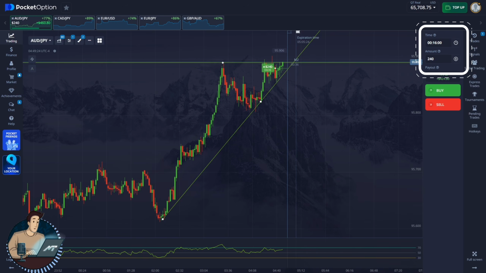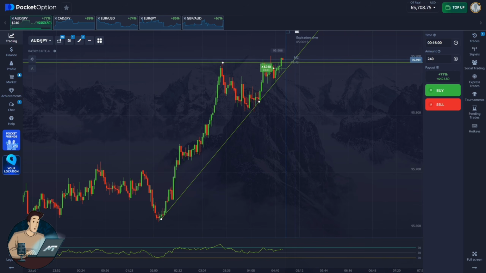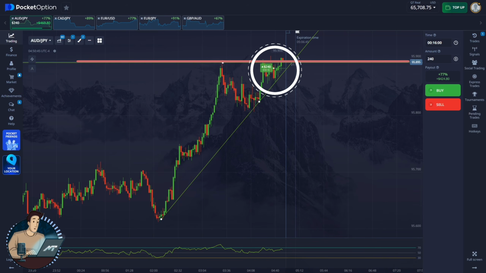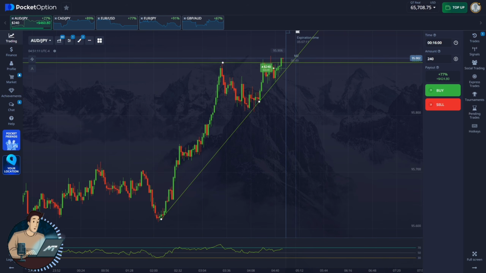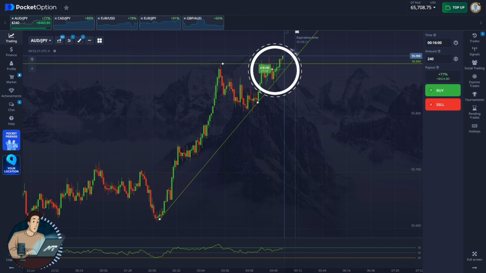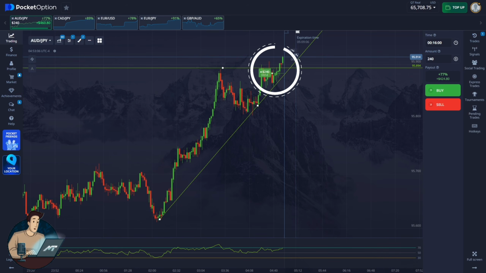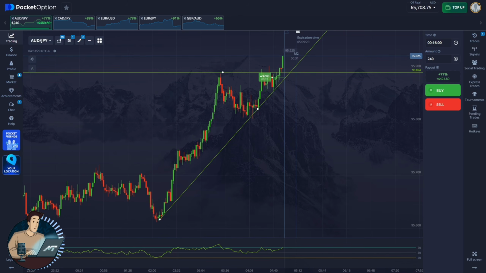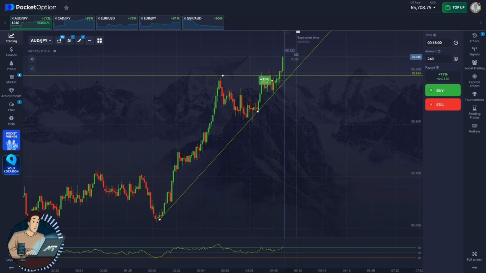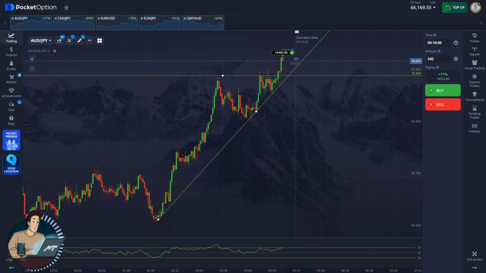But check this out. I'm dropping the time down to 16 minutes on this one because we're already super close to resistance. So I just want to catch that breakout impulse. You gotta match your expiration to the situation, you know? Don't just use templates. And there it goes. Clean break. No hesitation. We take the profit.